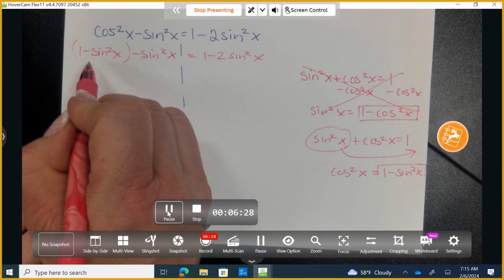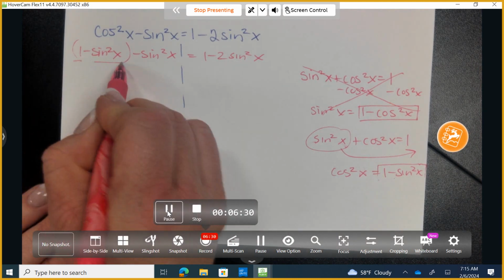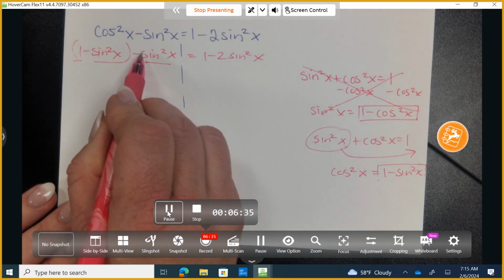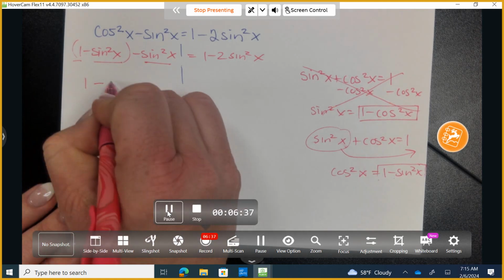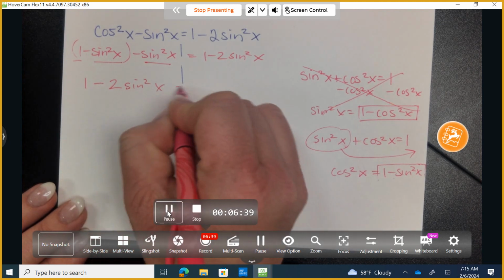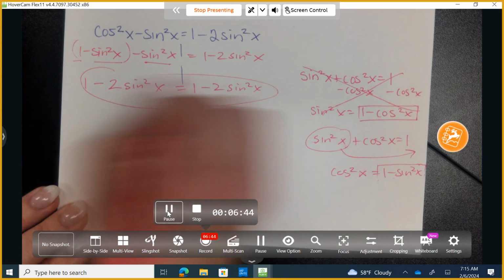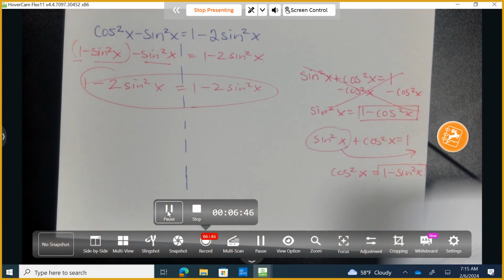On the right-hand side, let's combine like terms. I have 3 terms. A negative 1 sine squared x minus a 1 sine squared x gives you negative 2 sine squared x. And that is much simpler than the way I originally made notes. Now the left side equals the right.